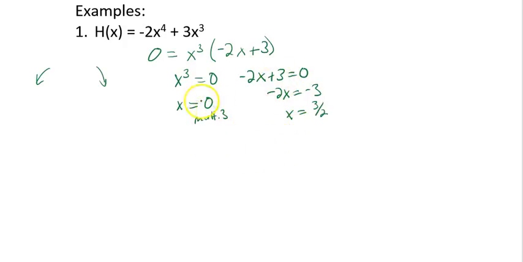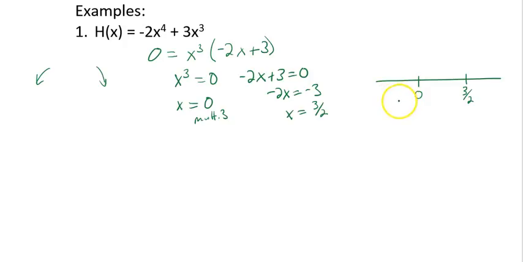I have 3 zeros and 1 at 3/2, which is 1 1/2. And if I think about making a number line for that right now, I have 0 here, and I have 3/2 here. And again, that multiplicity 3 means the graph will go through, so we should be changing signs, which is part of our next thing. Our next thing is using test points.